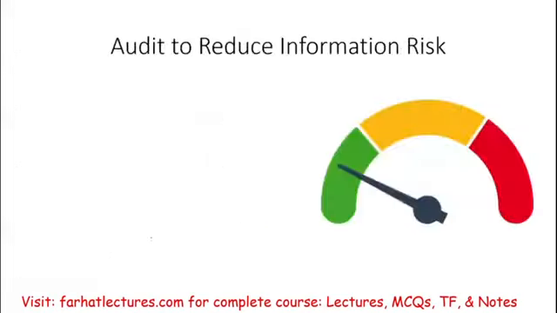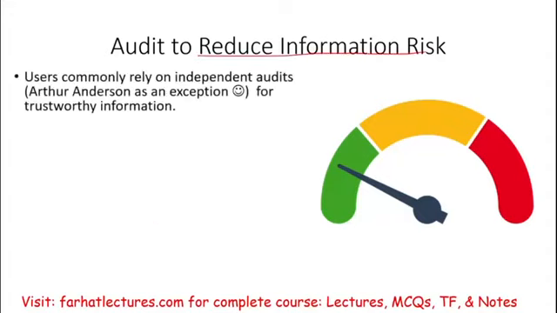So how do you reduce information risk? You ask a trusted auditor, a competent, independent, trusted auditor. Again, not Arthur Andersen. That's the exception. We're talking about the norm. The norm is an audit will reduce information risk. So users commonly rely on an independent, competent auditor for trustworthy information. And this is the importance of you as a future CPA, future auditor, that the financial market, the economy is relying on your judgment. Therefore, you have to take your job very seriously. It's not your job, it's your career, it's your mission.